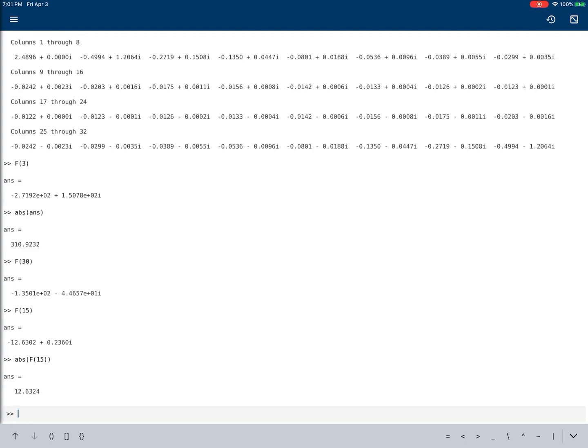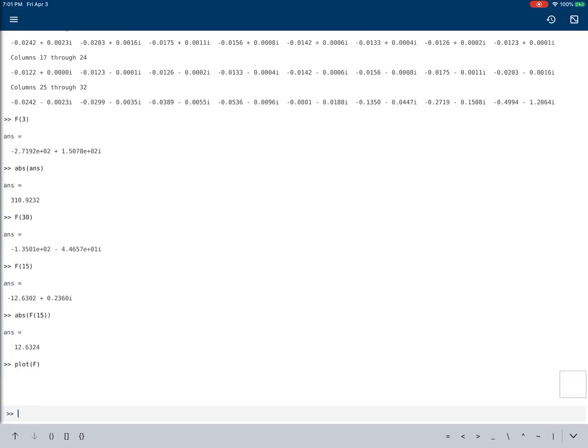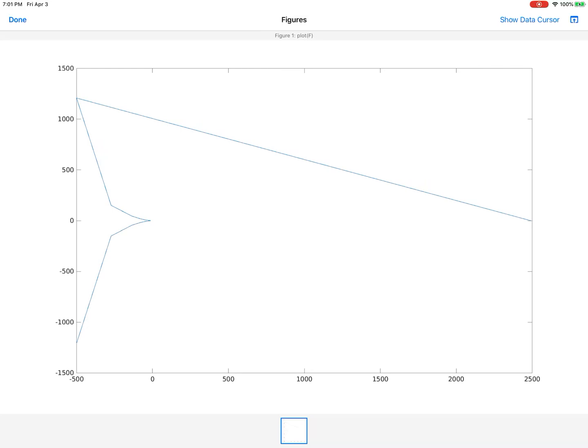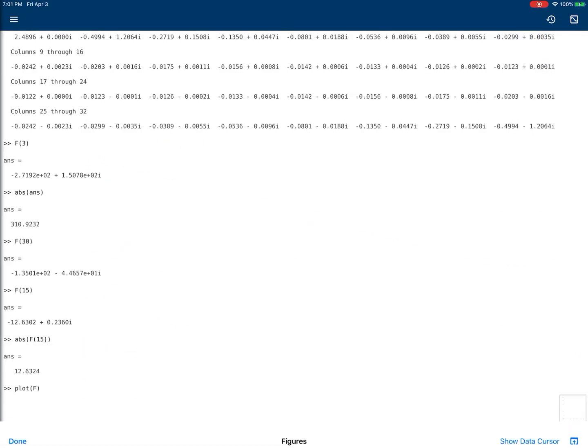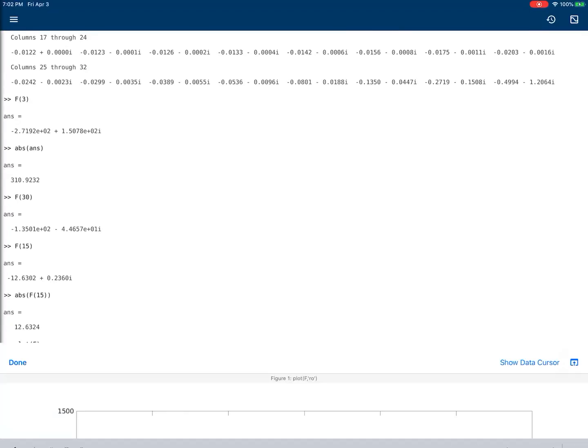Remember, this is a consequence of aliasing. So f of 3 and f of 14 will actually have the same size due to aliasing. But if I look toward the center of this vector, and technically I suppose I could plot it, plot f, and it'll show me what this vector looks like in the complex plane. So it's not very informative, is it?